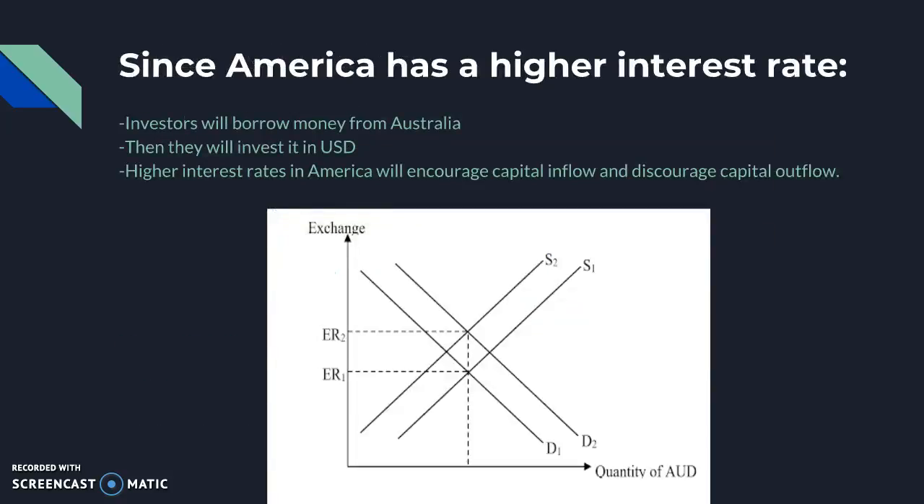Higher interest rates in America will encourage capital inflow and discourage capital outflow. Overseas investors will take advantage of the higher returns and Americans will invest a greater proportion of funds in the domestic financial markets. This will create a higher demand for the US dollar, causing the interest rate to increase, as seen in the graph. Thus, the US dollar will appreciate against the Australian dollar.